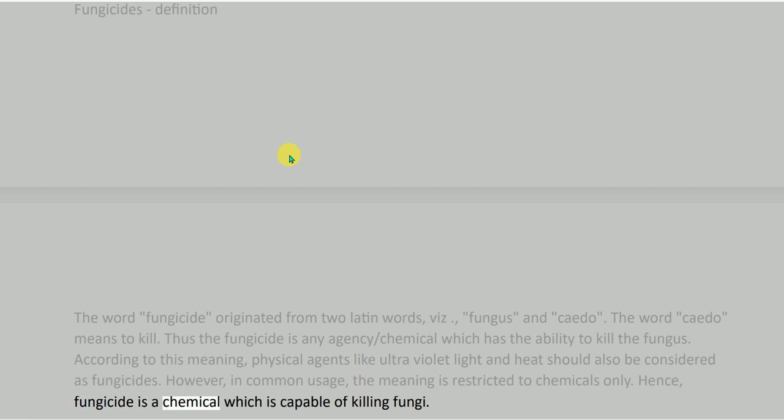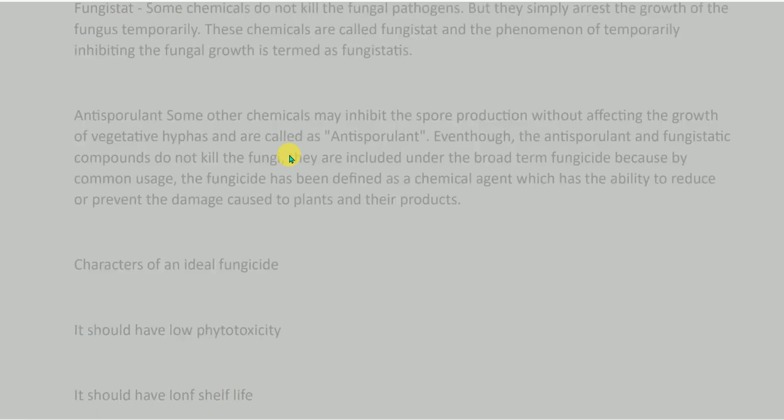Fungistat. Some chemicals do not kill the fungal pathogens, but they simply arrest the growth of the fungus temporarily. These chemicals are called fungistat, and the phenomenon of temporarily inhibiting the fungal growth is termed fungistasis. Antisporulant. Some other chemicals may inhibit the spore production without affecting the growth of vegetative hyphae and are called antisporulant. Even though the antisporulant and fungistatic compounds do not kill the fungi, they are included under the broad term fungicide because by common usage, the fungicide has been defined as a chemical agent which has the ability to reduce or prevent the damage caused to plants and their products.